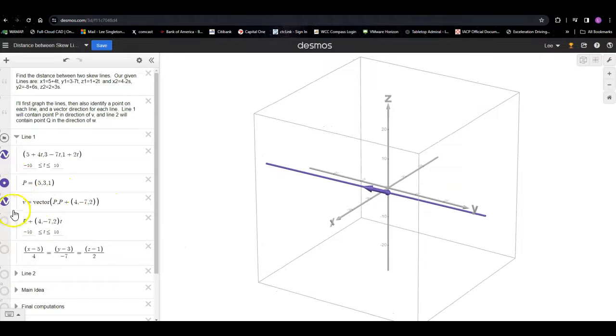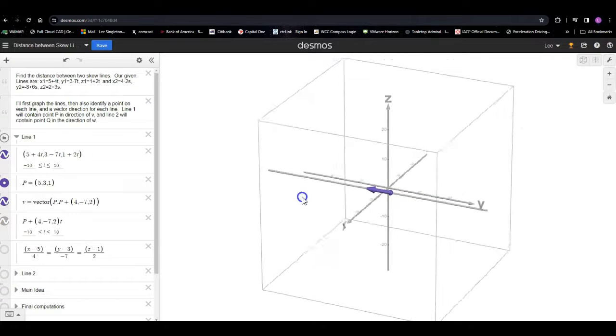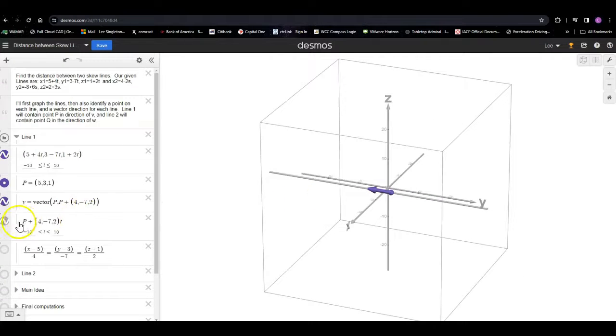There's a couple other ways you could graph this line that I'll mention as a side note. You could also take p plus this vector direction, the 4, negative 7, 2 times t. This would also graph that same line. So this is the same line, giving you basically the same visualization, just another way to write it. This would be what we call the vector form of a line. The first one was the parametric form of a line.